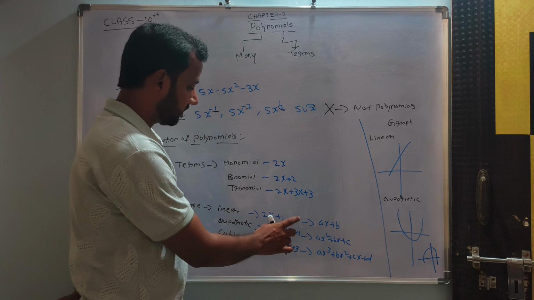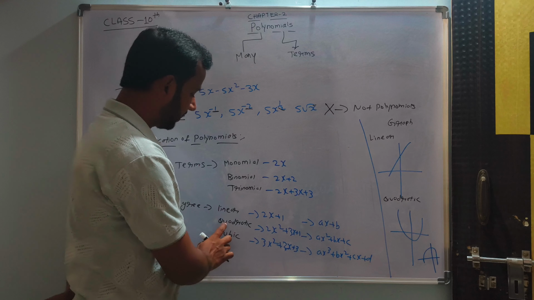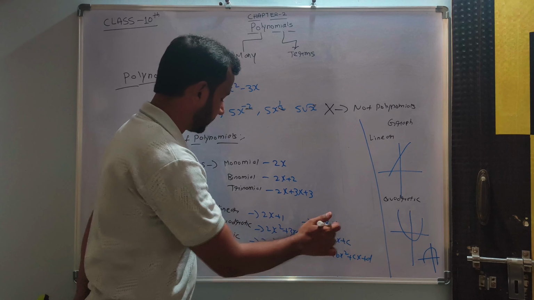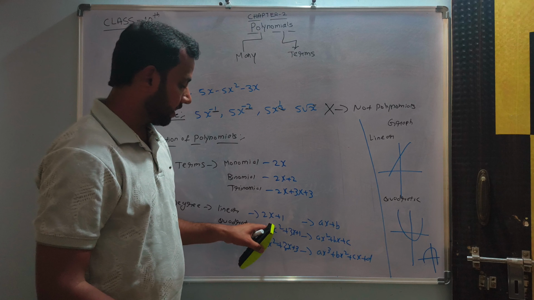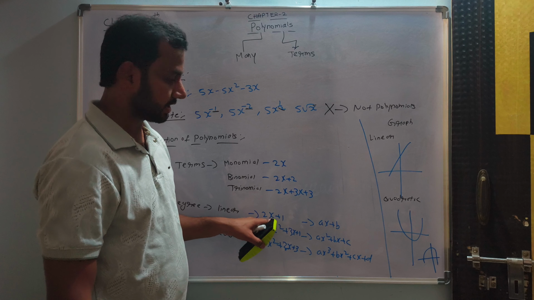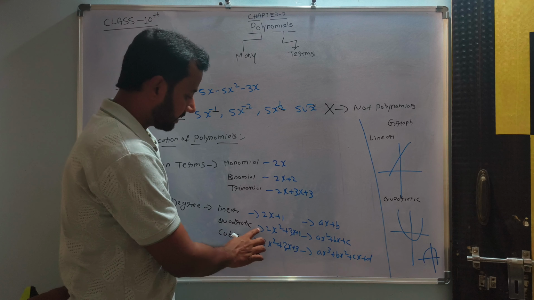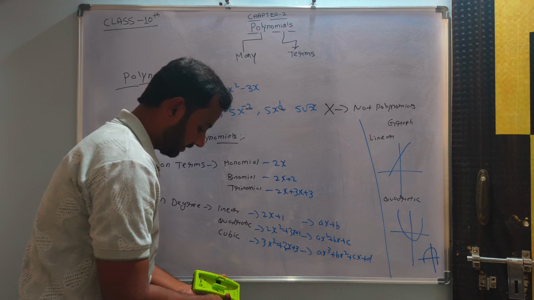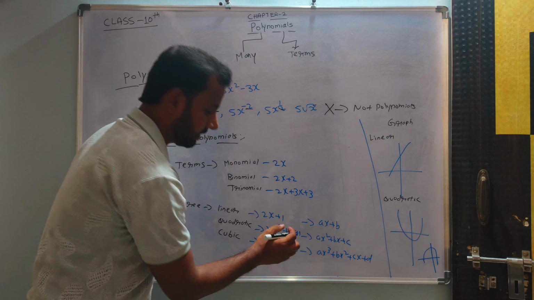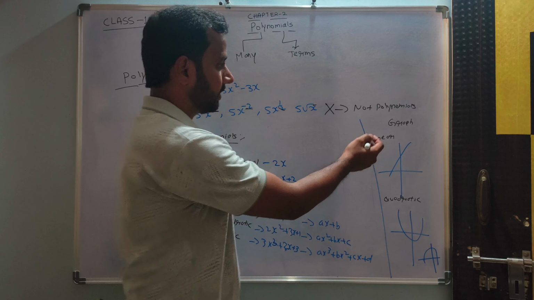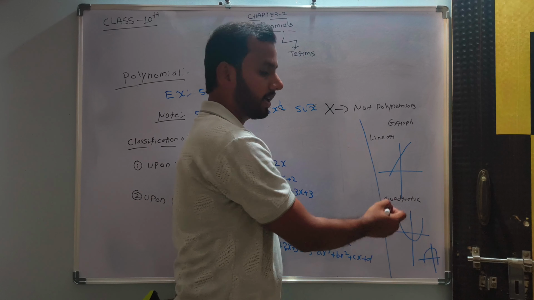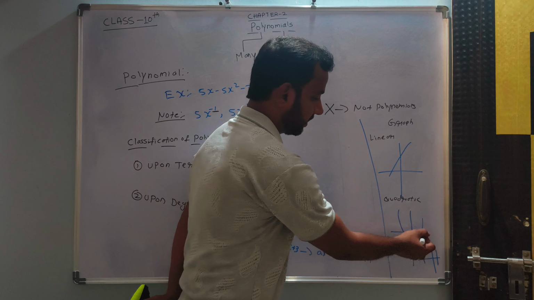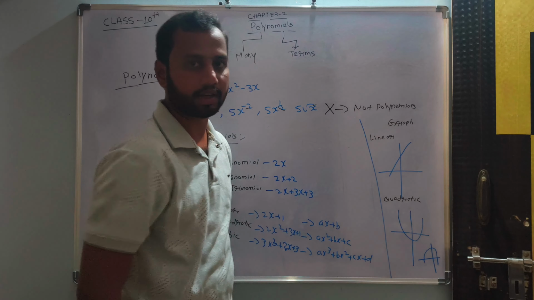Linear is 2x plus 1, that is, the general form is ax plus b. Quadratic is 2x square plus 3x plus 1, the general form is ax square plus bx plus c. Linear means the degree of x will be 1. Highest degree of x will be 1, so it is called linear. Here the highest degree of x is 2, so it is called quadratic. Here the highest degree of x is 3, so it is called cubic. I can say that the graph of a linear polynomial will always be a straight line, and the graph of a quadratic polynomial will be in the form of a U. It may be upside or it may be downside.